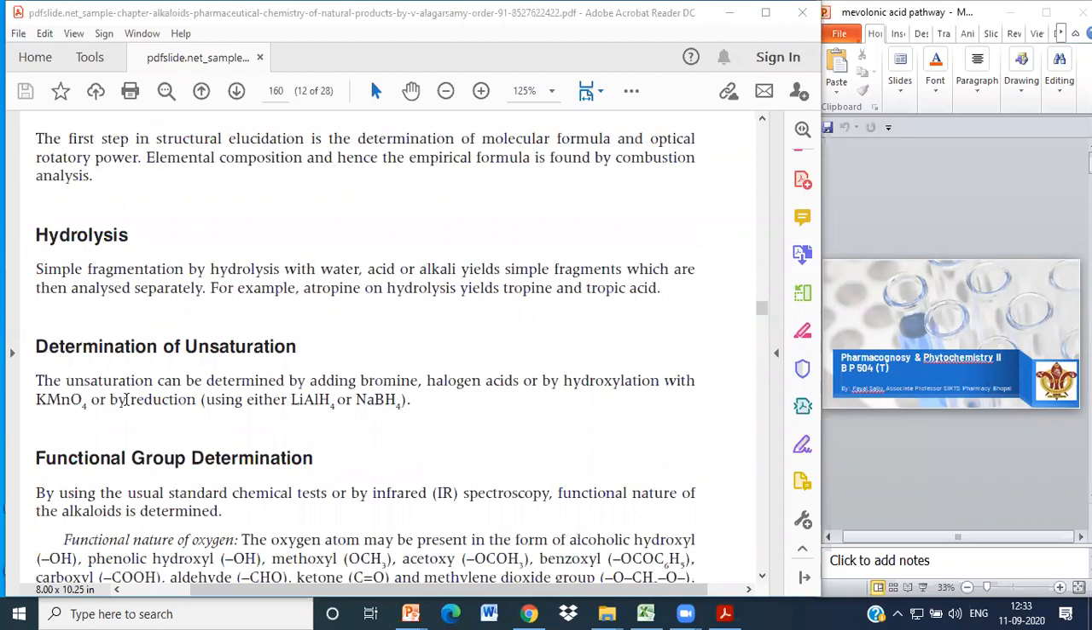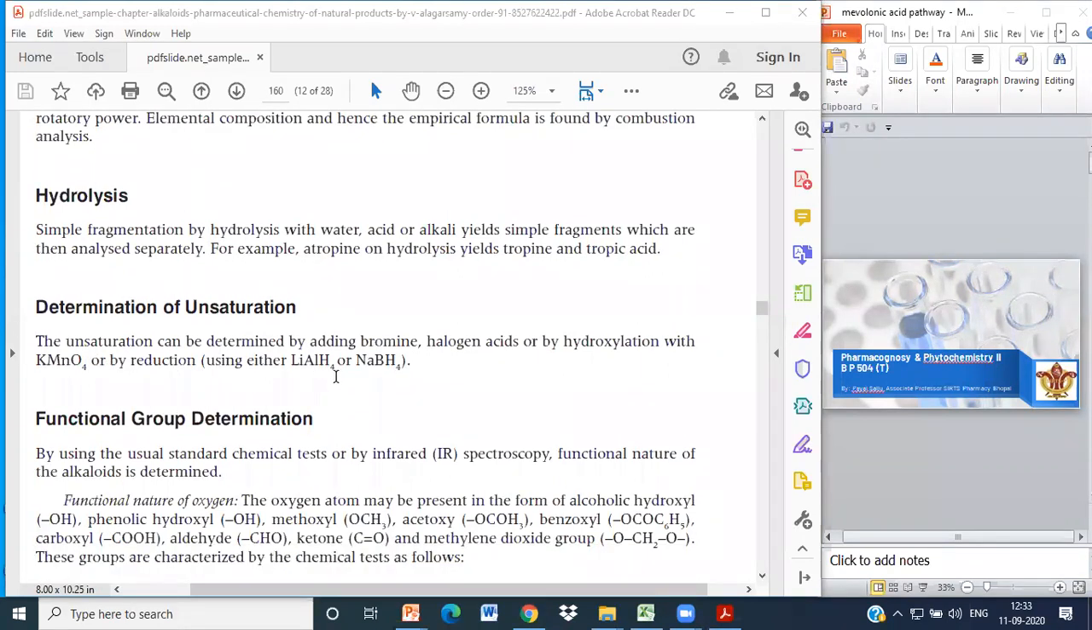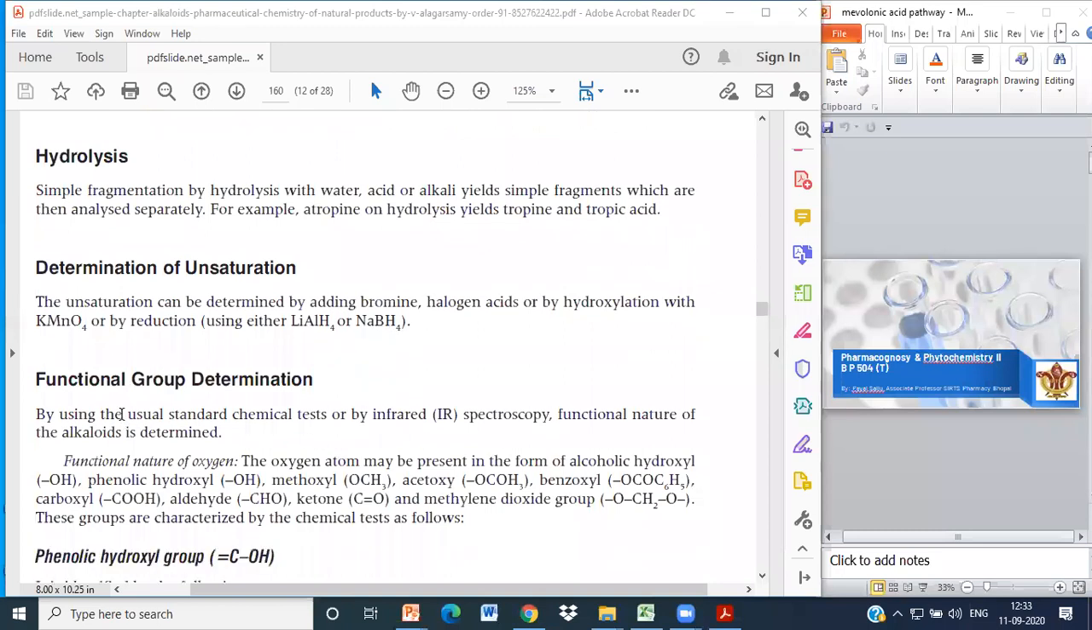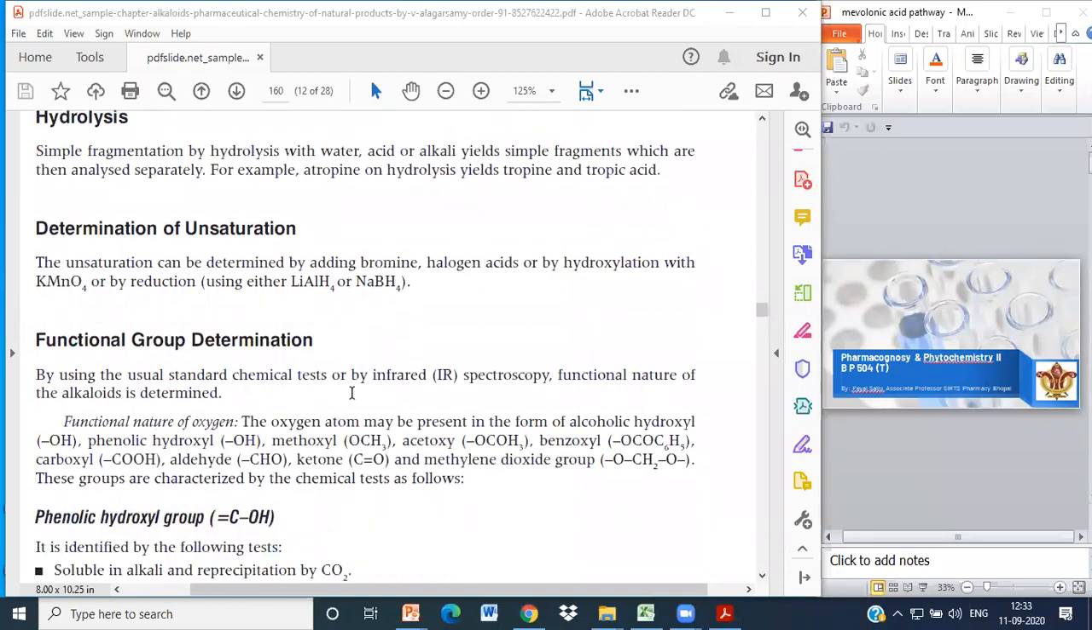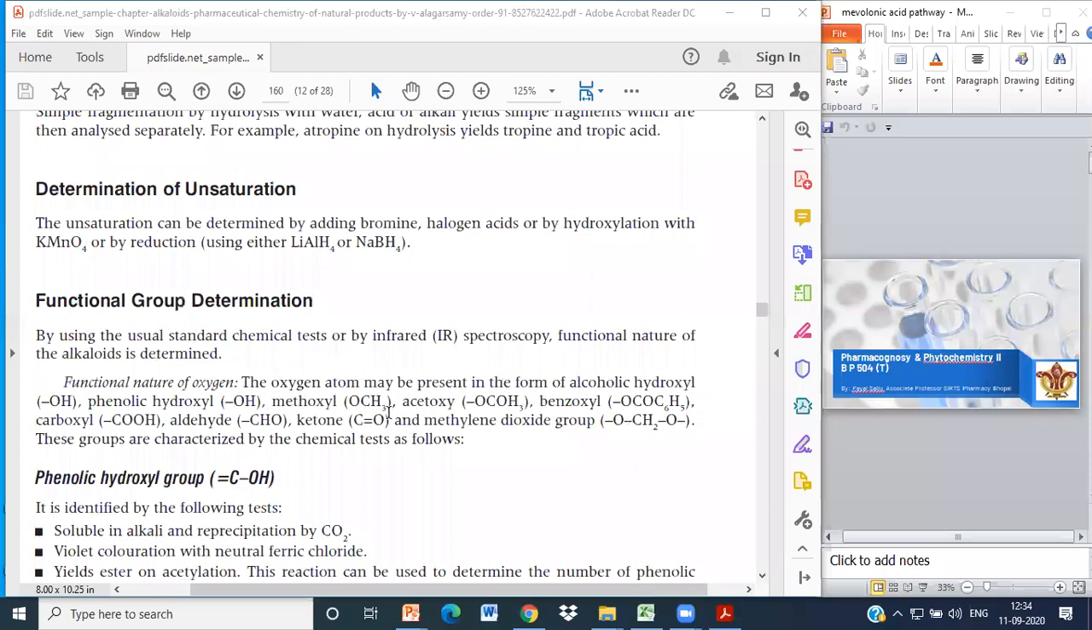Determination of unsaturation. The unsaturation can be determined by adding bromine or halogen acid, or by hydroxylation with KMnO4, or by reduction using either LiAlH4 or NaBH4. Functional group determination: by using the usual standard chemical tests and by infrared spectroscopy, the functional nature of the alkaloid is determined. The oxygen atom may be present in the form of alcoholic hydroxyl, phenolic hydroxyl, methoxy, acetoxy, benzoxy, carboxyl, aldehyde, ketone, or methylenedioxy group. These groups are characterized by chemical tests as follows.